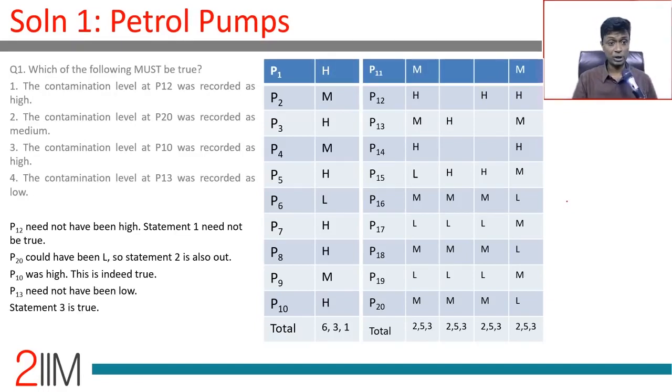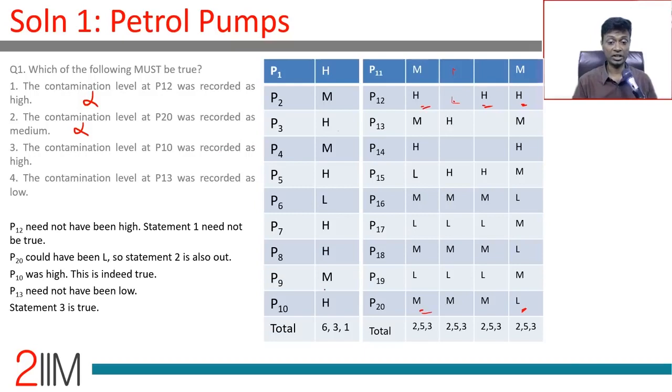Which of the following must be true? The contamination level at P12 was recorded as H. This is H, this is H, this is H. This need not be H. We could have a scenario where this is M and this is L, this is the other M. This need not be true. P20 was recorded as medium. Not necessary, it could be low. This need not be true.